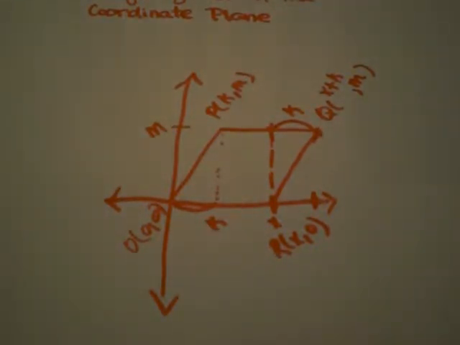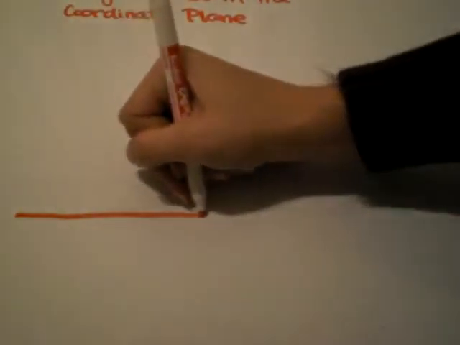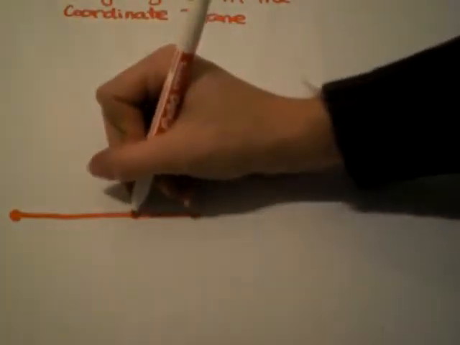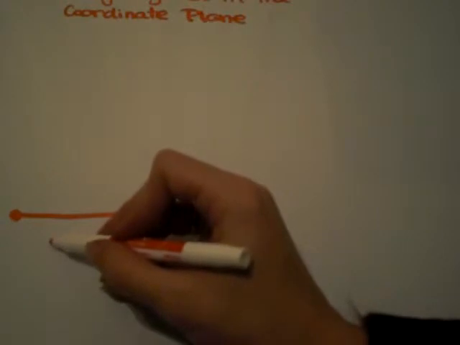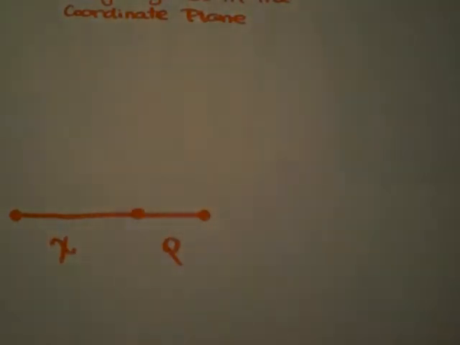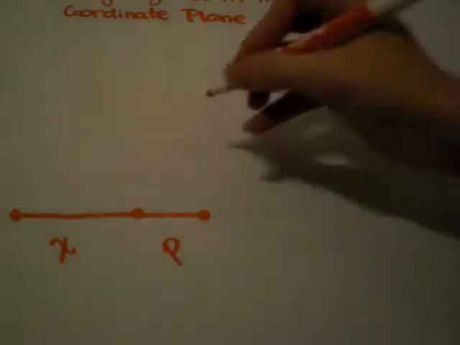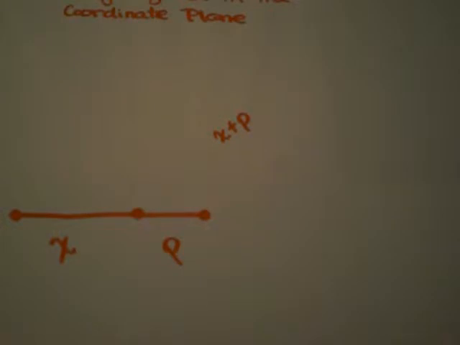If that example seems a little confusing to you, let's look at it just on a straight line. Okay? So if I have a straight line that looks like this, and it's separated into several pieces, and I tell you that this piece is X spaces and this piece is P spaces, all together we would call that X plus P.